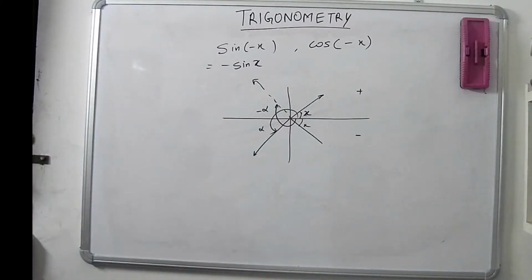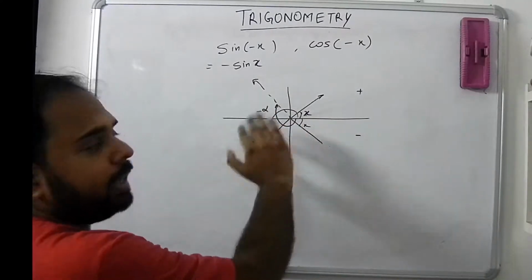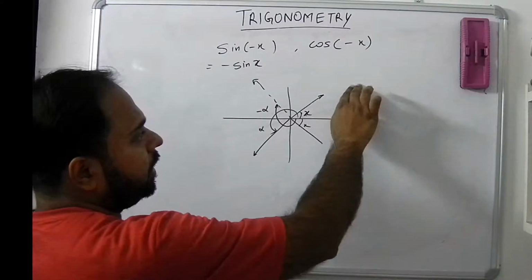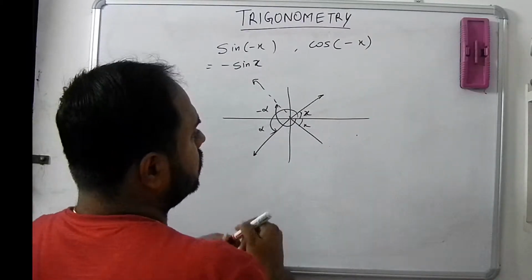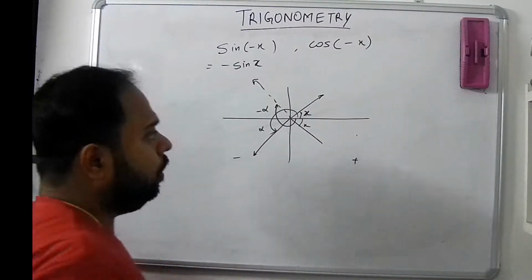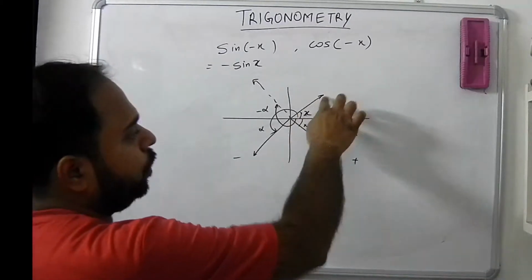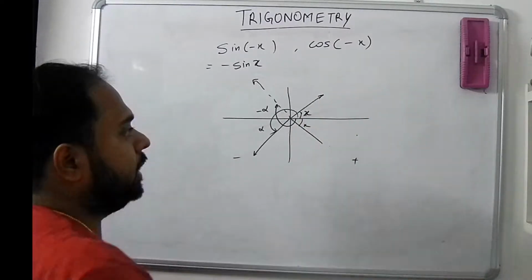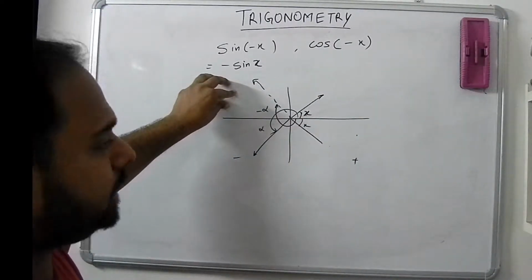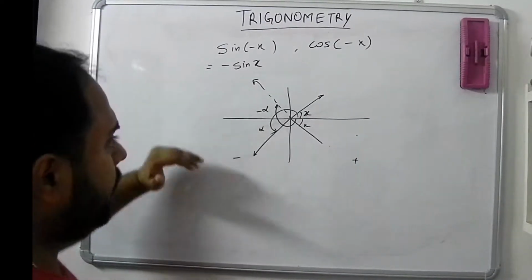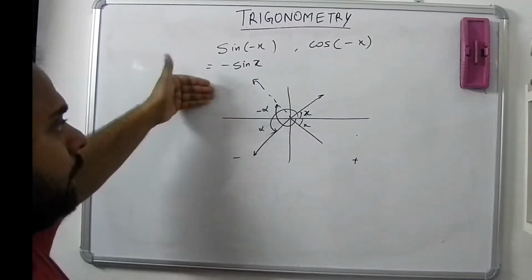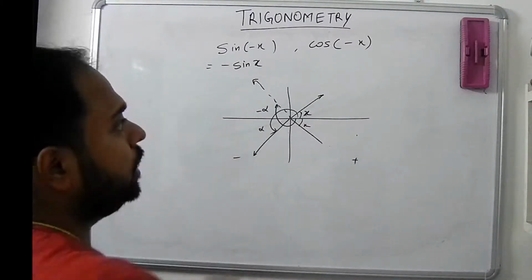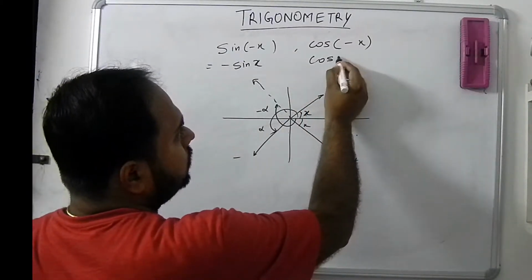Now let's see cos. Cos toggles signs across the y-axis. It's positive here, it's negative here, right? So cos is positive here and negative here. Now, if x lies here, and cos is positive here, cos remains positive even after taking minus x. Likewise, if x lies here, after toggling across the x-axis, x and minus x lie here, and cos is negative here. So cos will not change sign. So cos of minus x has to be cos of x, right?